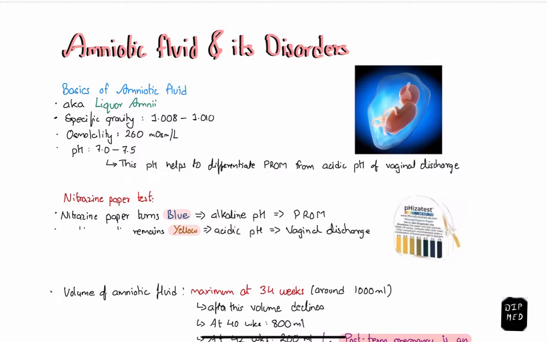We can test this with the nitrazine paper test. Nitrazine paper turns blue in alkaline pH, which suggests premature rupture of membrane, and it remains yellow in acidic pH, which suggests vaginal discharge.